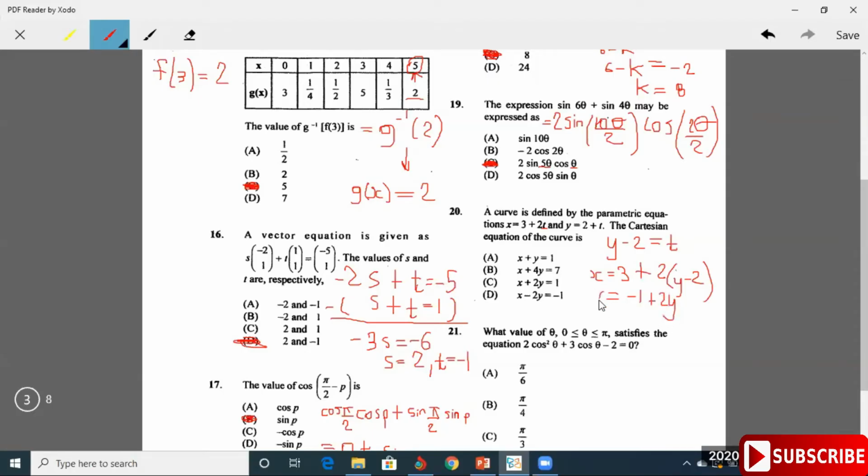3x is equal to minus 1 plus 2y. So we can bring 2y to one side to get x minus 2y is equal to negative 1. So that answer is D. Easy, easy, easy question. Very easy.